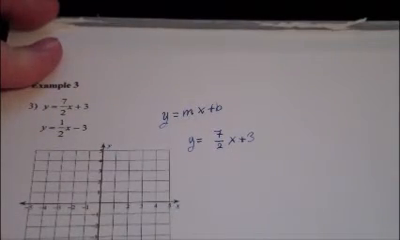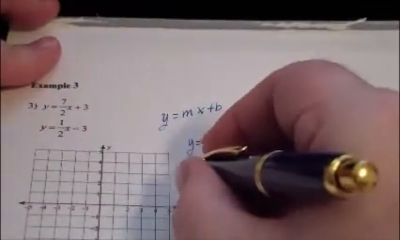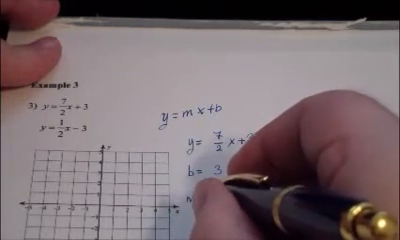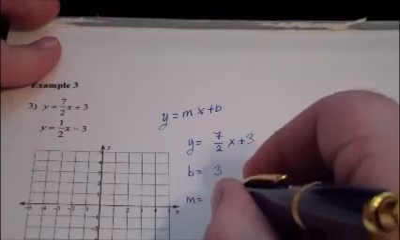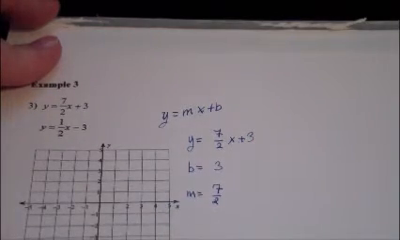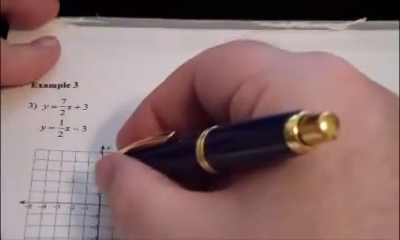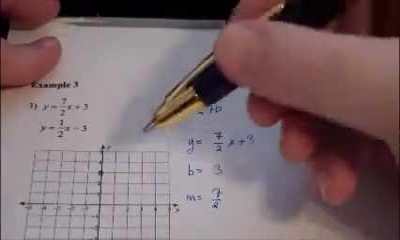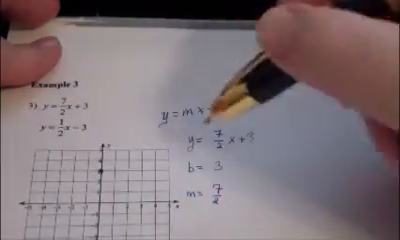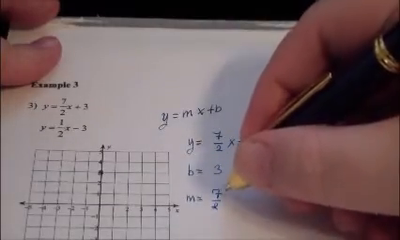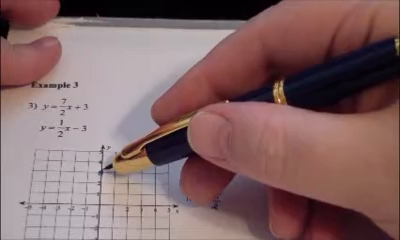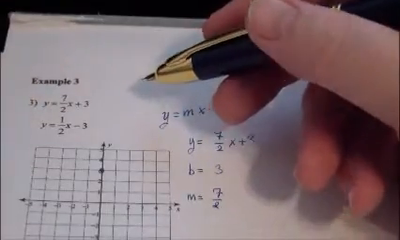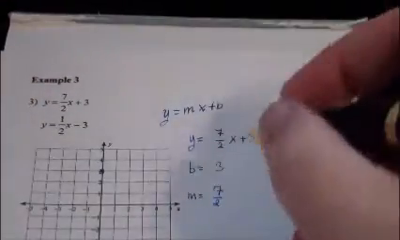We have y is equal to 7 over 2x plus 3. Identify the b. That's going to be 3. And identify the m. That's going to be 7 over 2. Okay, let's just try that out. B is 3. Since b is 3, we put a dot right on 3. That's our y-intercept. Now, if I was just to do the rise over run, in this case, as 7 over 2, notice what happens. 1, 2, 3, 4, 5, 6, 7. 1, 2. Just like before. So that's not going to work for us in this case.